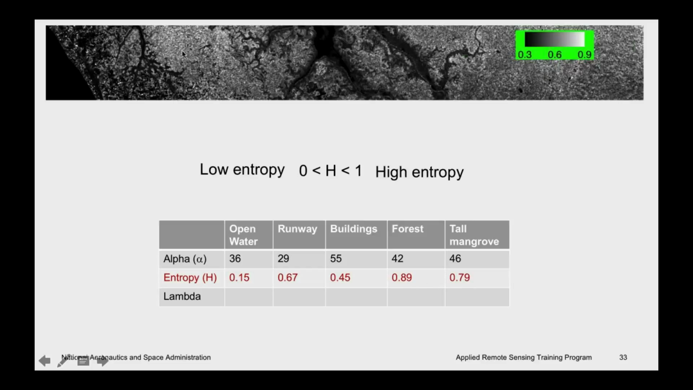In this case, you have more different scatterers. You have branches, leaves, trunks. This indicates that you have more diversity of scatterers in the vegetated areas as compared to the city and compared to the runway, to the airport.